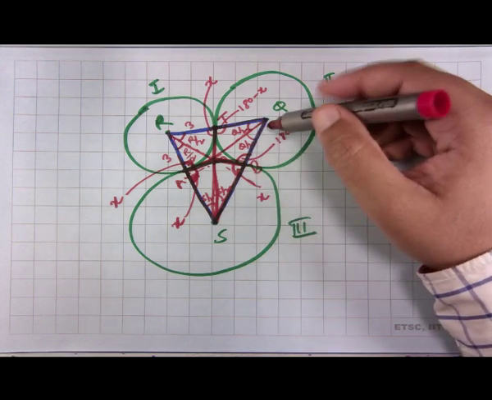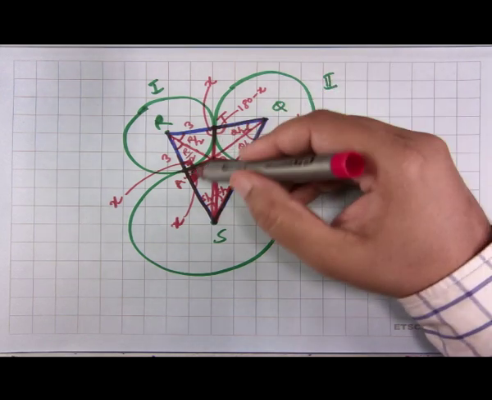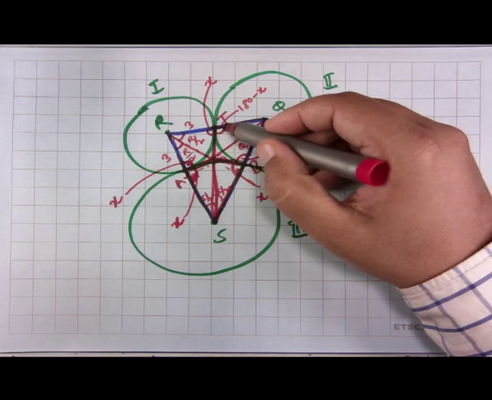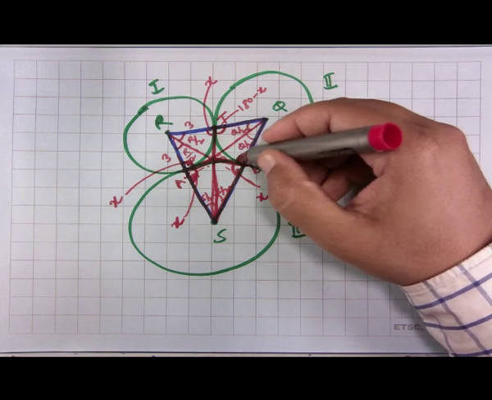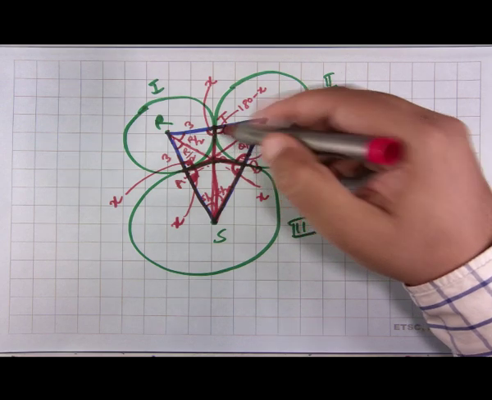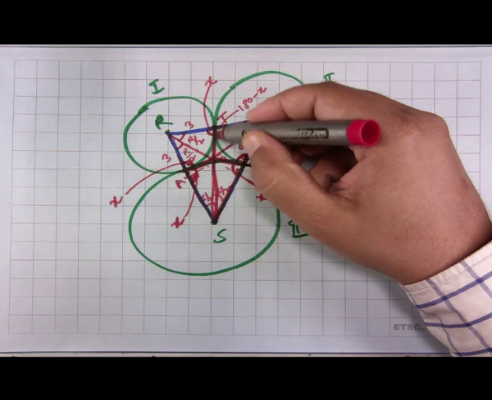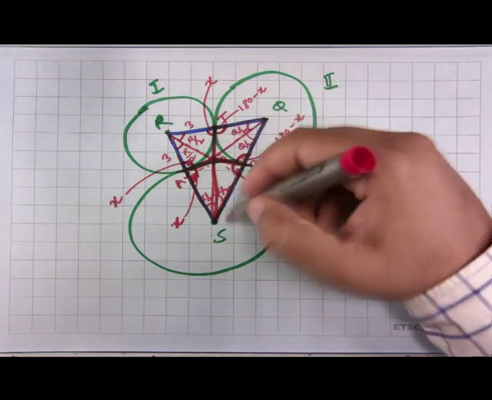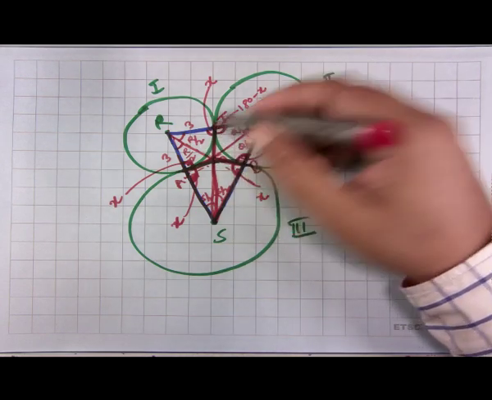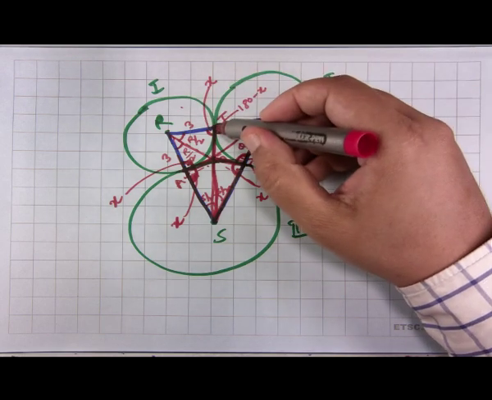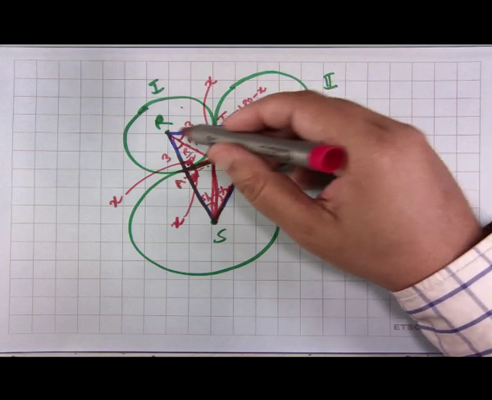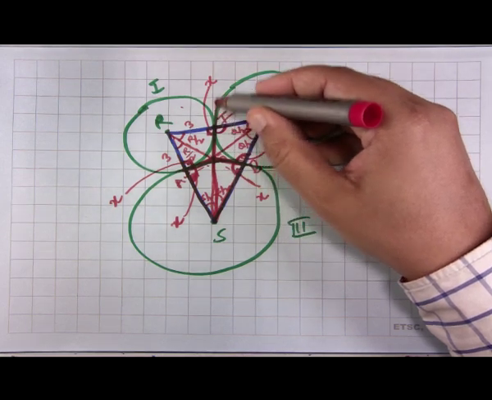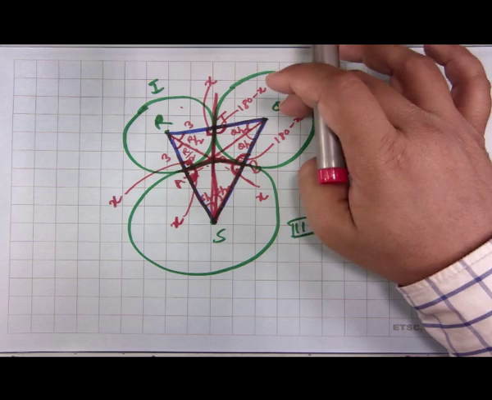Similarly, we can show that since x is 90 degrees, it follows that these two angles are also 90 degrees, and these two angles are also 90 degrees. So, since these two are also 90 degrees, it follows that this line segment, which is joining the incenter of the triangle QRS to the point of contact of circles 1 and 2, is at 90 degrees with the line segment joining the radius, and hence this line segment is the common tangent to the circles 1 and 2.